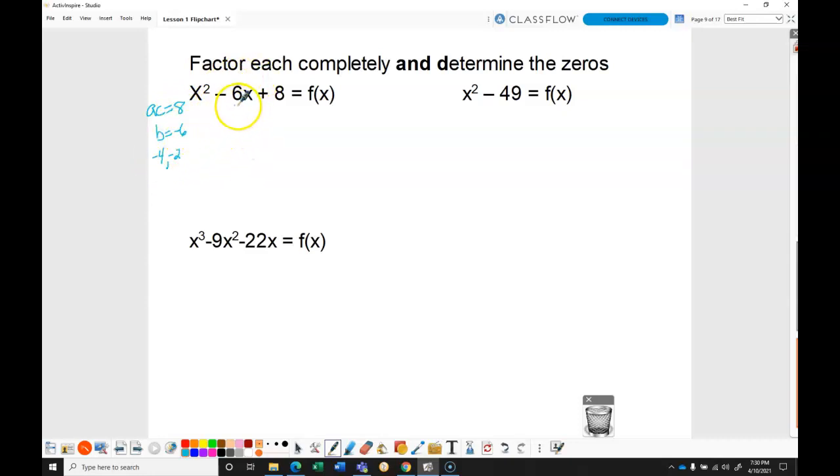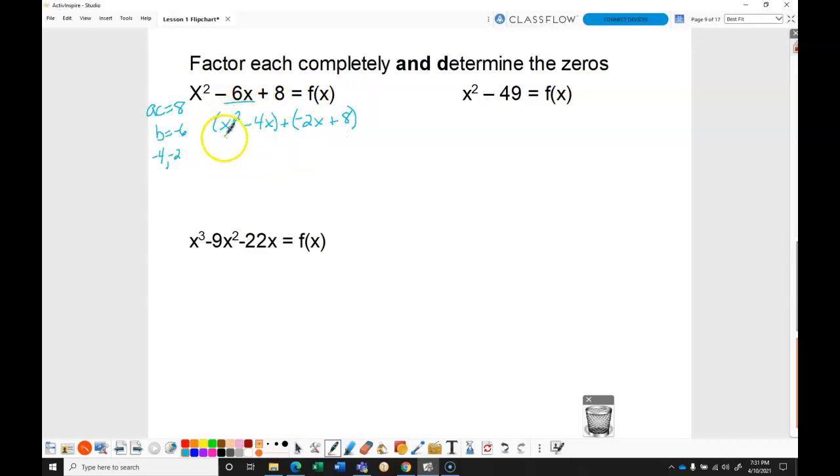So I'm going to do factoring by grouping here, and I'm going to replace the -6x with these 2 numbers I just got. So x squared minus 4x, plus a -2x, so I don't lose that when I group things, and then plus 8. Okay. And when we regroup, we group the first two together and the last two together.